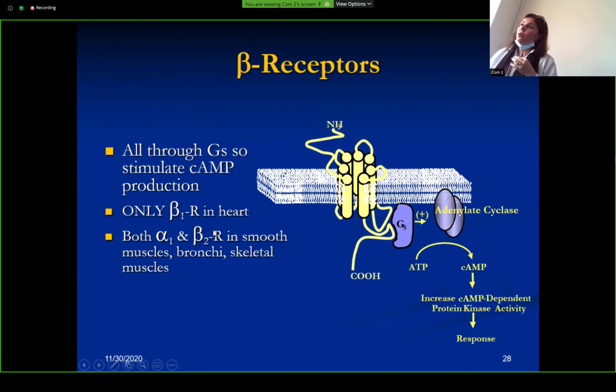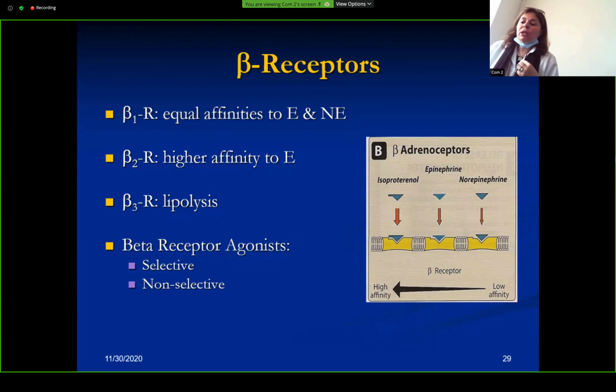Remember beta 2. When I tell you we give epinephrine for bronchospasm, for more bronchodilation, you give what? A beta 2 selective, so that will be in the smooth muscles. Now, beta 1 has equal affinity to epinephrine and norepinephrine. Beta 2 has higher affinity to epinephrine. Beta 3 is more into lipolysis, you'll hear about it.